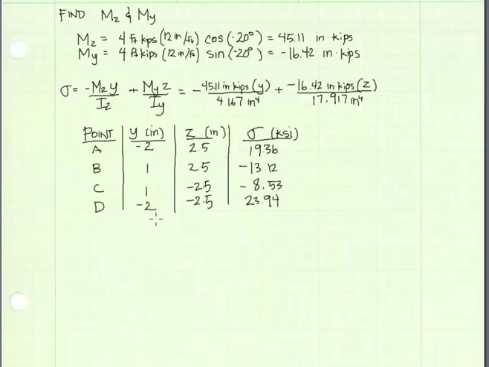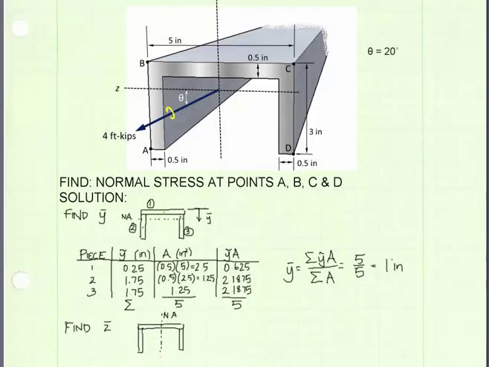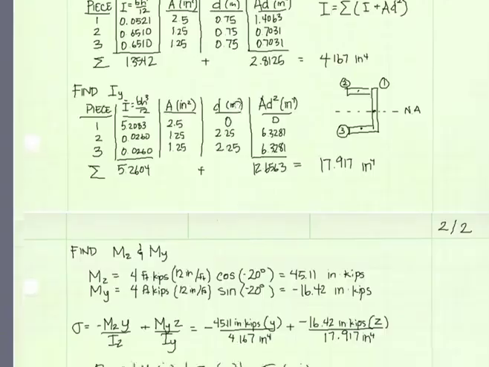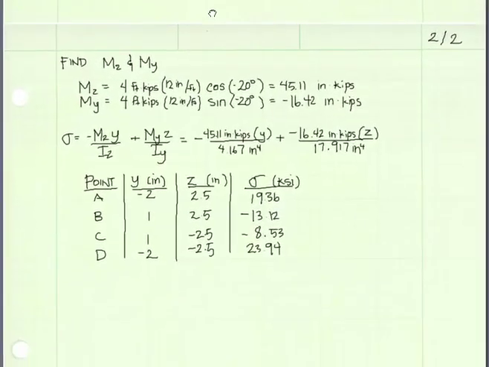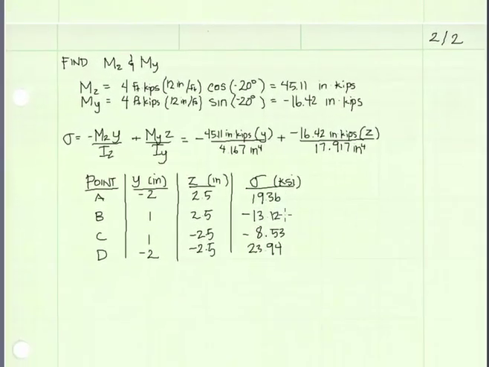We see that corner D has the highest tension stress and corner B has the largest compression stress. And here's D that has the highest tension stress. We could use the right-hand rule to verify that D does in fact have the highest tension stress, while B will have the highest compression stress. Notice, because this section is not symmetrical about the z-axis, that the maximum values for tension and compression stress are different. And we're done.